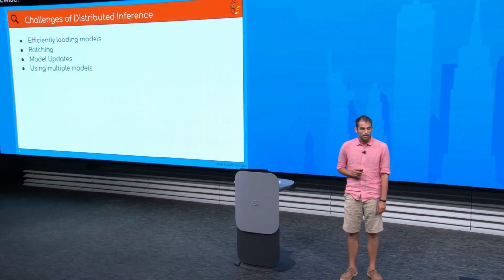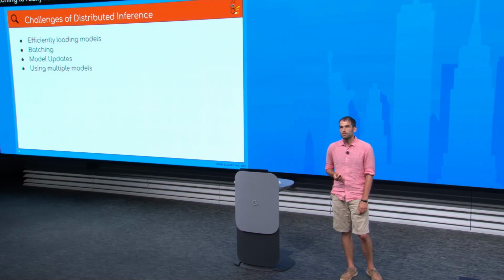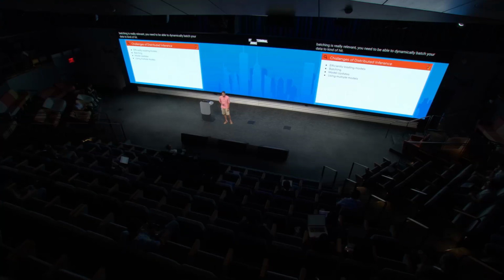Likewise, batching is really relevant. You need to be able to dynamically batch your data to hit the needs of your model, depending on what it can handle and the target batch sizes that you want. You want to be able to update your model on the fly, and you want to be able to use multiple models in your pipeline for A/B patterns or just multi-model pipelines in general.